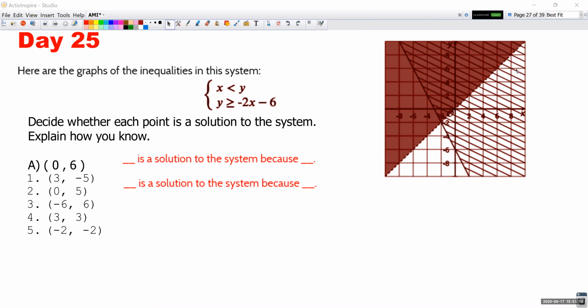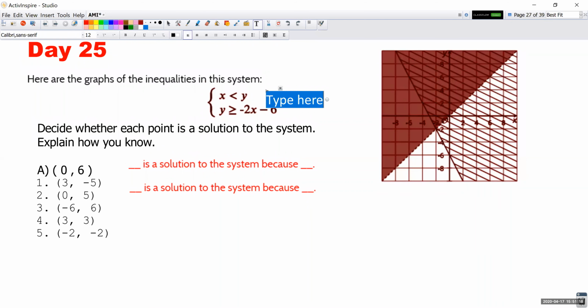We're going to be going over day 25 and it says here are the graphs of the inequalities in the system. X is less than Y, and I'm going to type that in here. That symbol is less than. And then it says Y is greater than or equal to negative 2x minus 6.